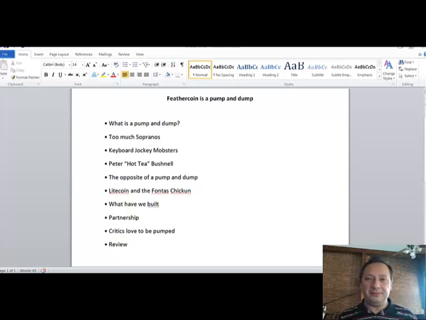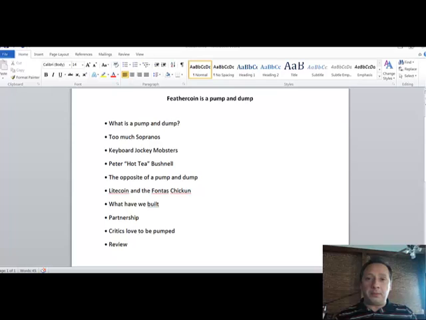That's not Feathercoin. When talking about crypto coins, these are the characteristics of coins that are typically pumped and dumped. They have one, no development team. Two, no marketing. Three, no grassroots support. And four, they're only a few days old, maybe a few weeks old.